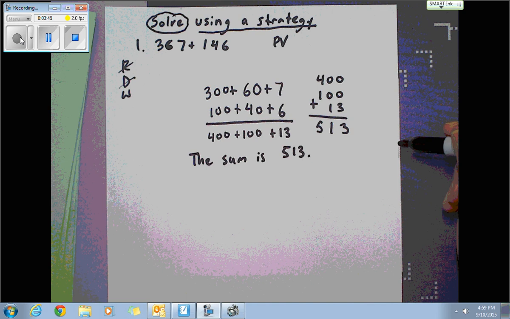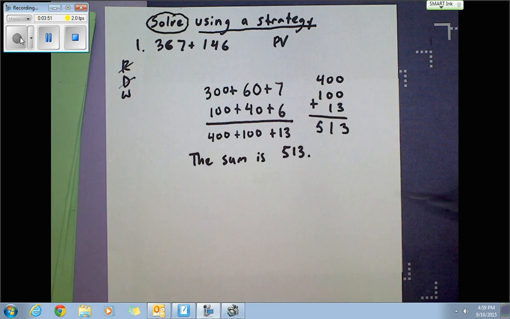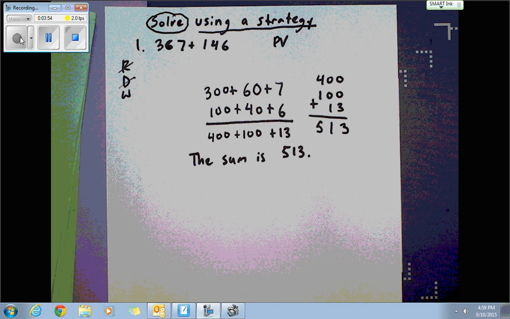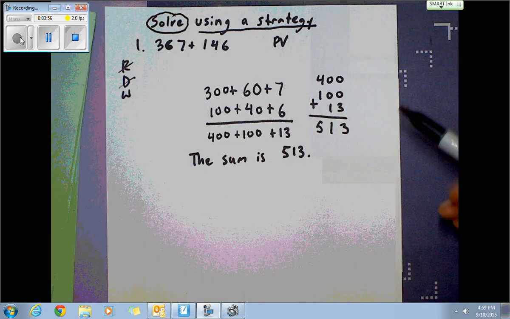It's a pretty elegant and simple way of adding it without having to really remember the standard algorithm. So I think it's a good choice if you're really good with your place value awareness.